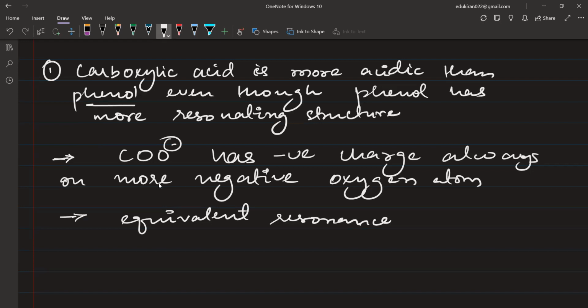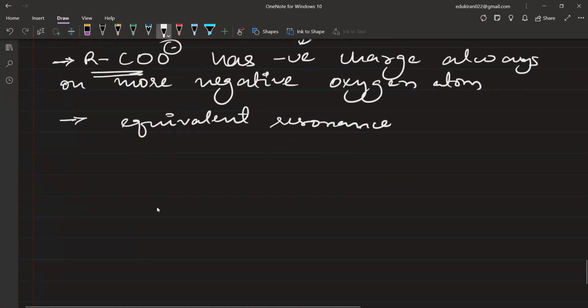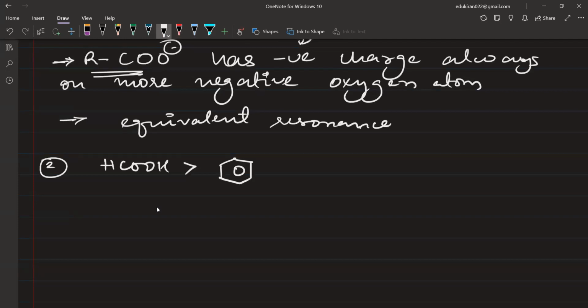Phenol resonating structure, if you make the phenol's resonating structure, negative charge is sometimes only one time on oxygen atom, and the rest of the times, most of the times it is on the carbon atom, which is less electronegative. That is why this carboxylate ion is more stable. Next, एक और conclusion आप लोग लिख लीजिए. HCOOH is more acidic than benzoic acid, and then we have acetic acid, CH3COOH.